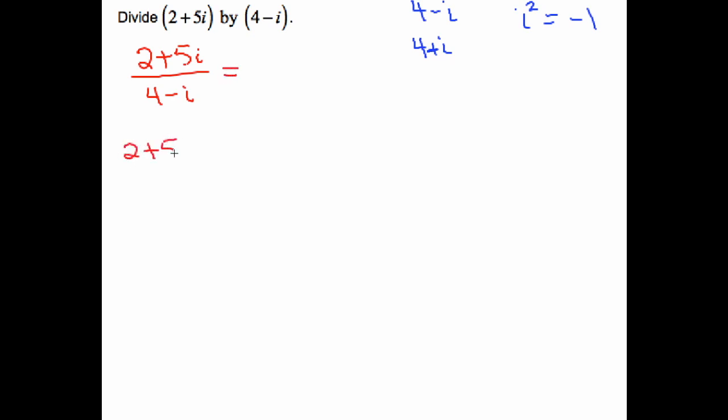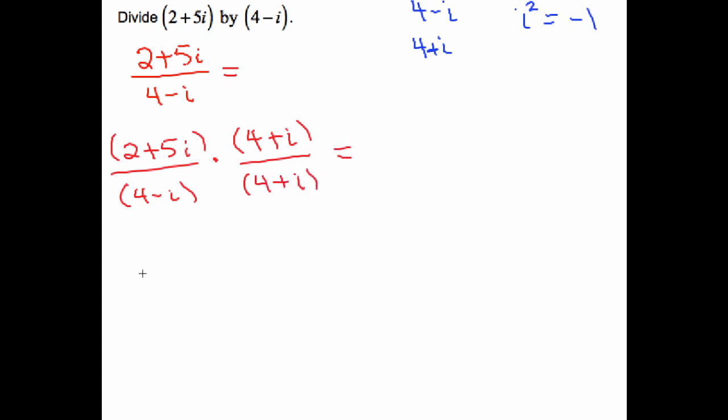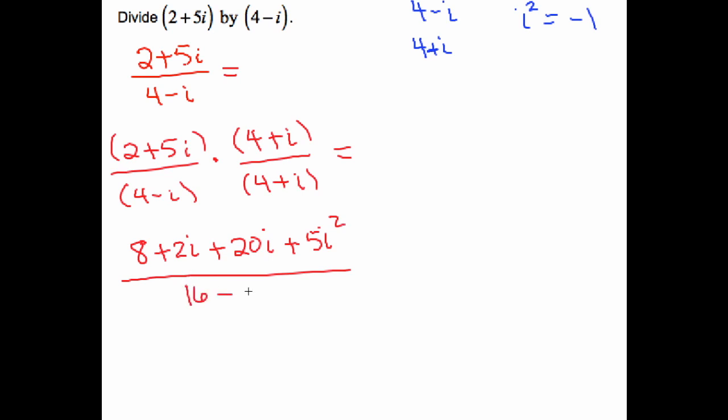We'll take 2 plus 5i over 4 minus i and multiply the numerator and denominator by the conjugate of 4 minus i. That's 4 plus i. Well, if I multiply the terms out, I end up with 2 times 4, which is 8, 2 times i, 5i times 4, which is 20i, and then 5i times i, which is 5i squared. In the denominator, I'll end up with 4 squared, which is 16, minus i squared.